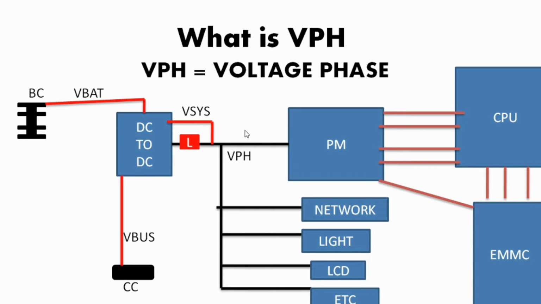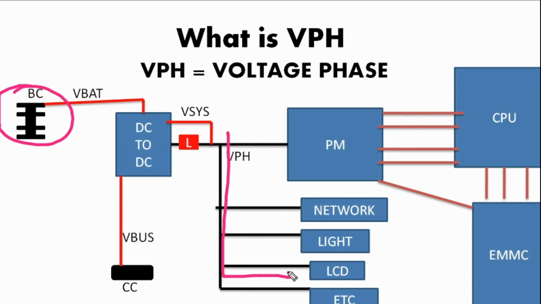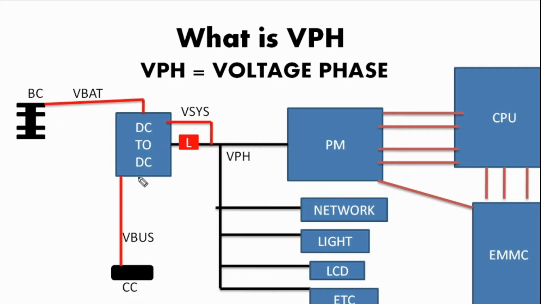VPH is always voltage. Now, what is always voltage? Always voltage means it is available in all sections where VPH is connected, near the PMIC, the network section, the light section and other sections, right? It does not matter whether your phone is off or on. Your mobile phone needs two types of power, one from the battery and another from charging. When you connect the charger, the DC to DC IC converts the VBus voltage to VPH. With the charger off, with or without a battery, VPH is available.